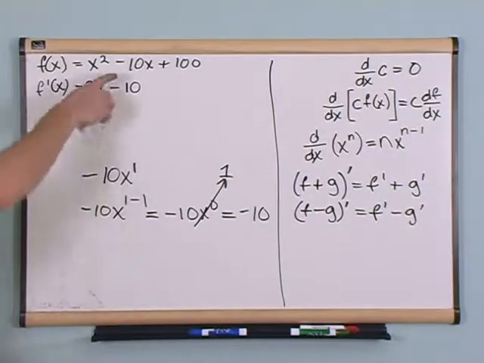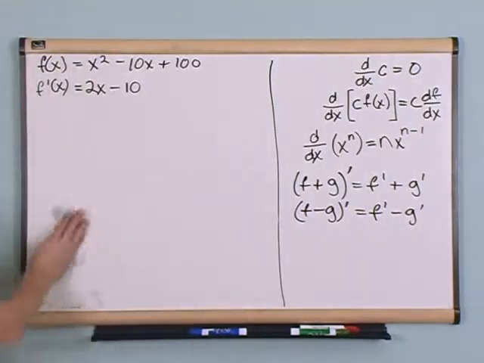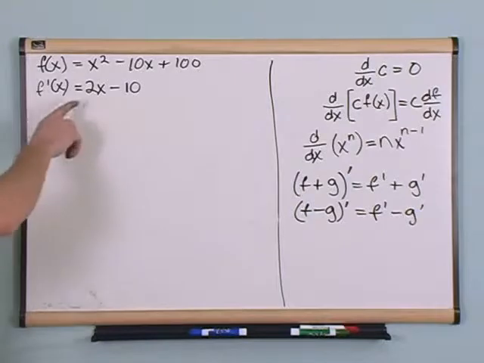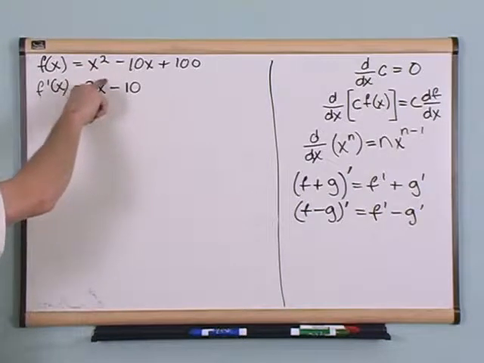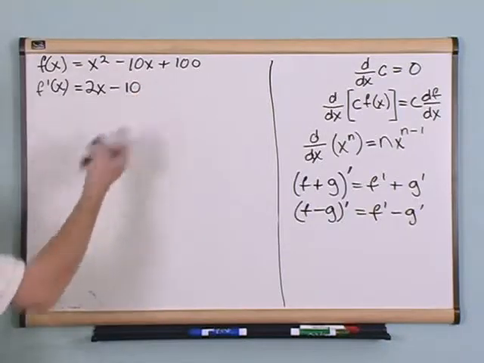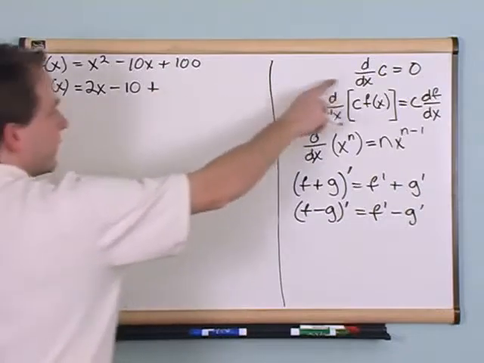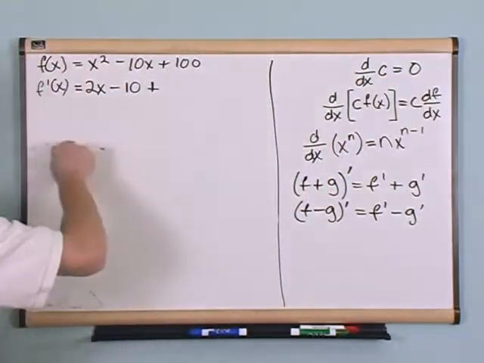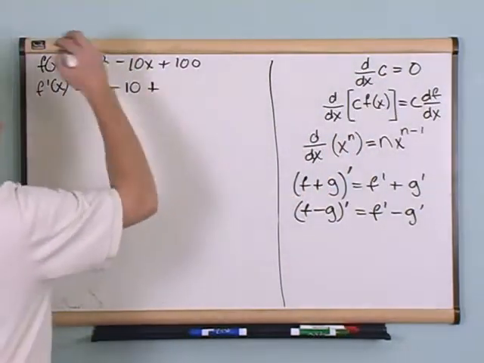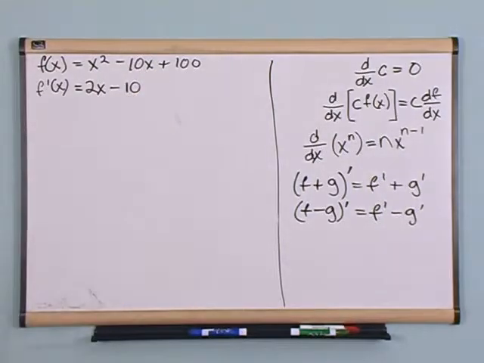Now, I did that so fast in my head because, as I told you, you will get very good at doing this stuff. So, 2x to the 1 power, negative 10x to the 0 power, which is simply negative 10. And then we just said the derivative of a constant is 0 because constants don't change. So I have a 0 there, so I'm not even going to write it down because 0 doesn't contribute. So this is the derivative, 2x minus 10.